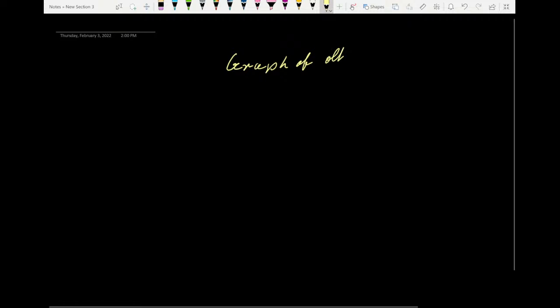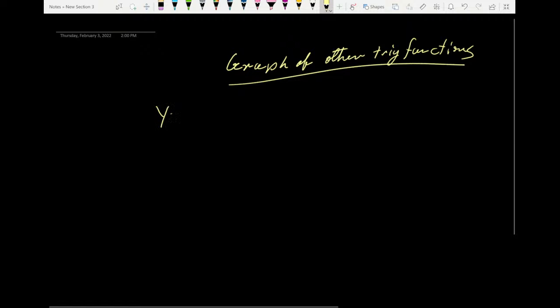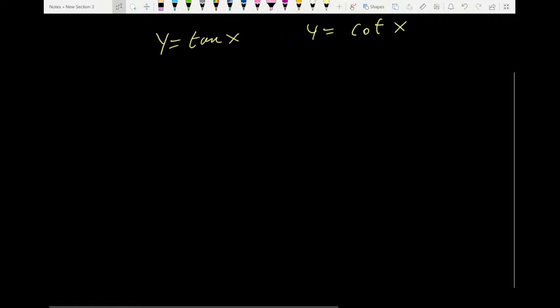Of other trig functions. All right, so today we're going to look at graphs of other trig functions. Let's look at y equals tangent of x and y equals cotangent of x. Those are the super easy ones.